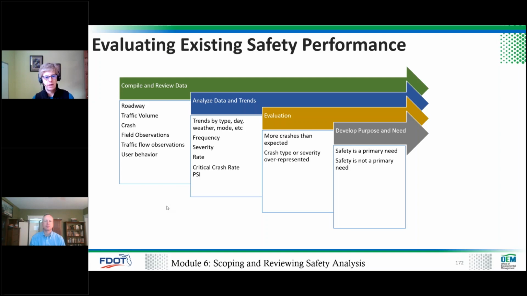The next step is you're going to identify and evaluate or analyze data and trends. We've talked about the array of ways to look at that, and hopefully we've conveyed the value of rate, critical rate, and even that potential for safety improvement. That's maybe the state of the art right now in identifying whether there is a site where there's potential for safety improvement. And that's then the evaluation. Do we have more crashes than expected, or is there a crash type or severity overrepresented? And then if so, safety is a primary need, or safety is not a primary need.